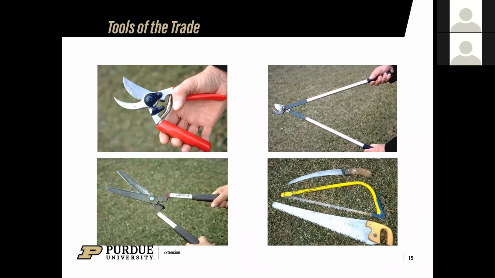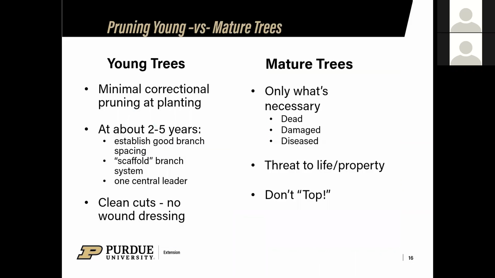And someone posted something in the chat that says, I love my Felcos. There are several name brands out there that are excellent, but buy good ones. And also a comment that ratchet loppers help. It does. You can take several tries at getting there, and it helps you get through a little bit larger branch.